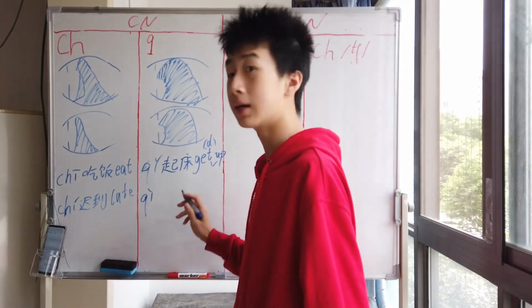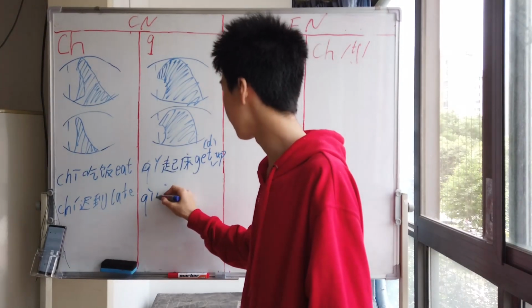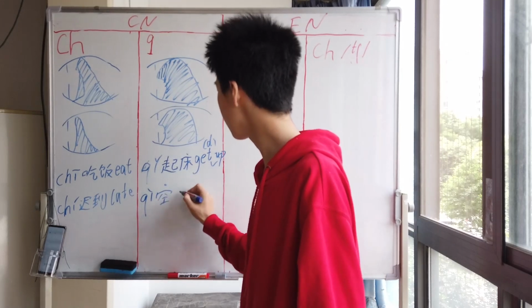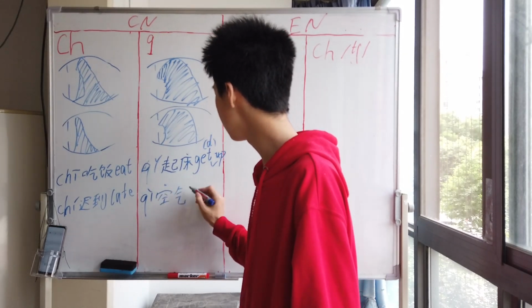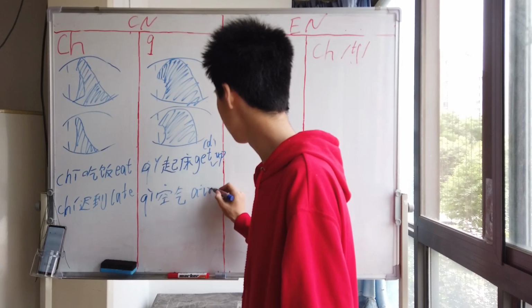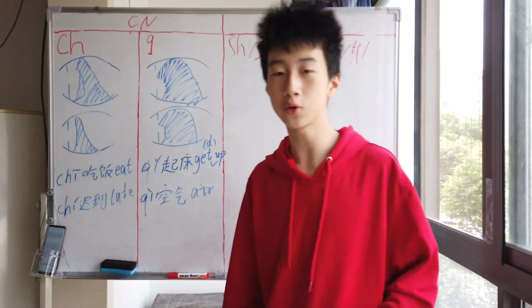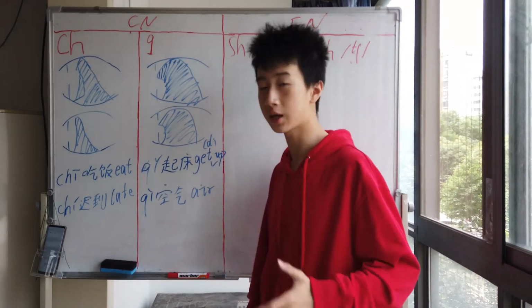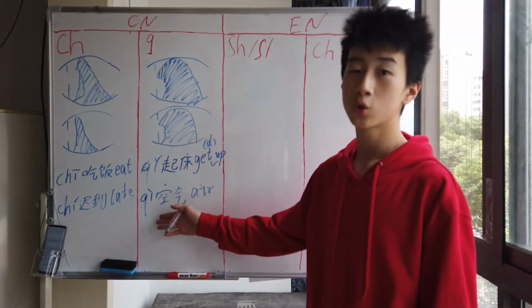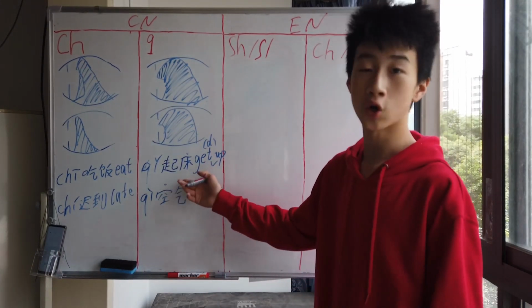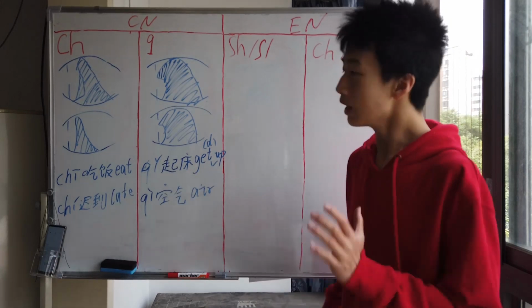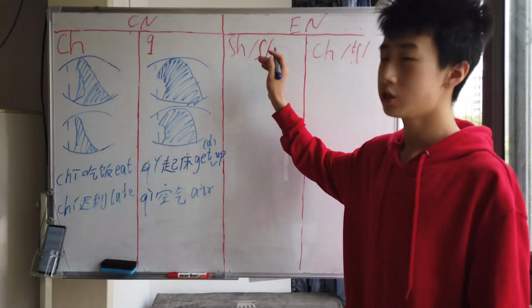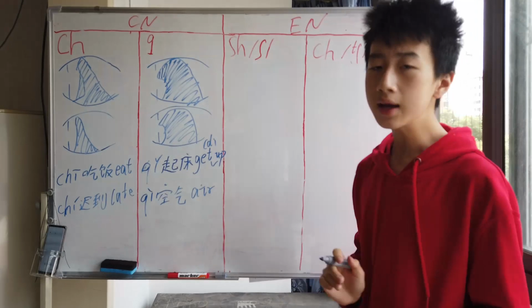Then there is the qi, like in 空气, which means air. Let's pronounce 空气. 呼吸新鲜空气, breathe in some fresh air, get some fresh air. 空气, 起床. Then let's get to the sh sound in English.